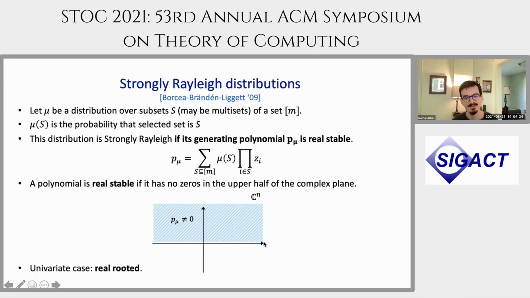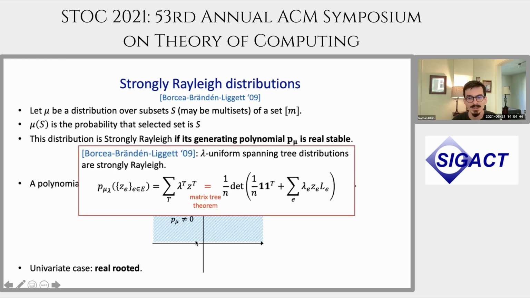And this is a bit hard to wrap your head around on a first viewing, but maybe for now, just notice that for univariate polynomials, this implies real rootedness, because in that setting, roots come in conjugate pairs. So you can think of this as a kind of generalization of real rootedness to multivariate polynomials. And as I said, any lambda uniform tree distribution is in fact strongly Rayleigh. This pretty much follows from the matrix tree theorem.